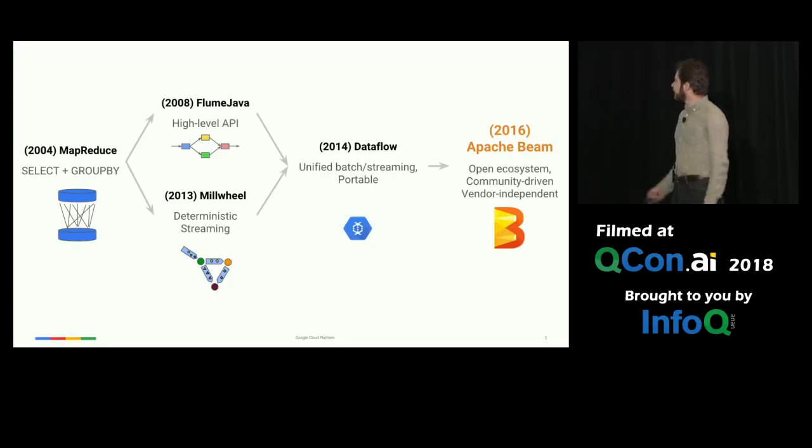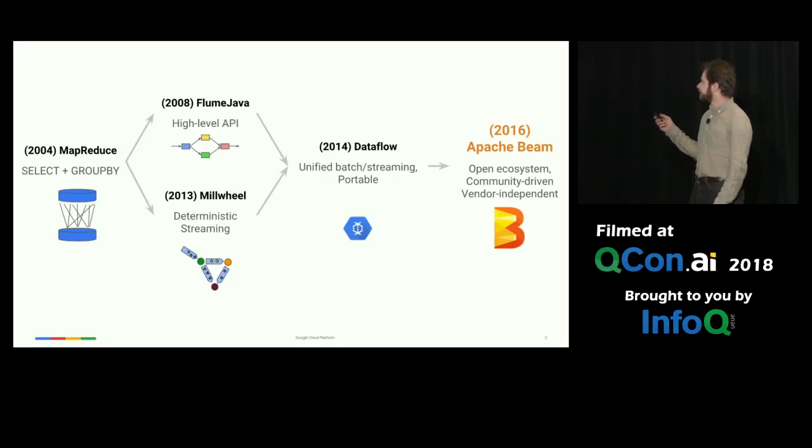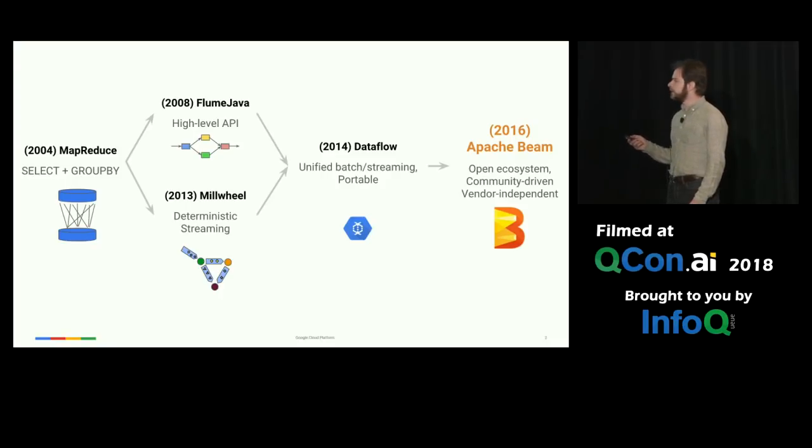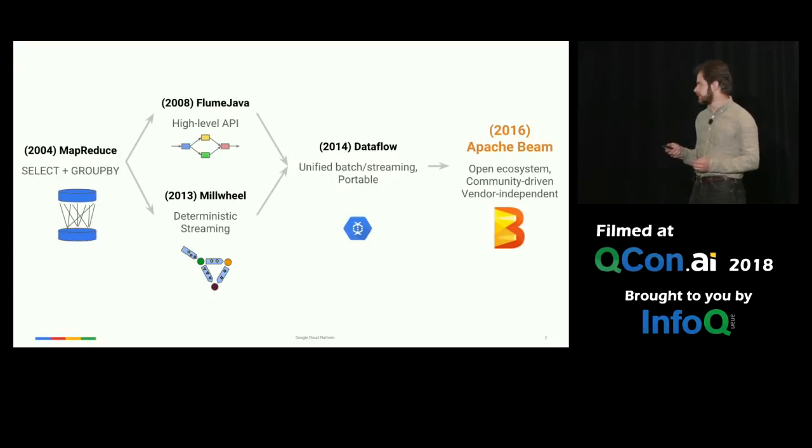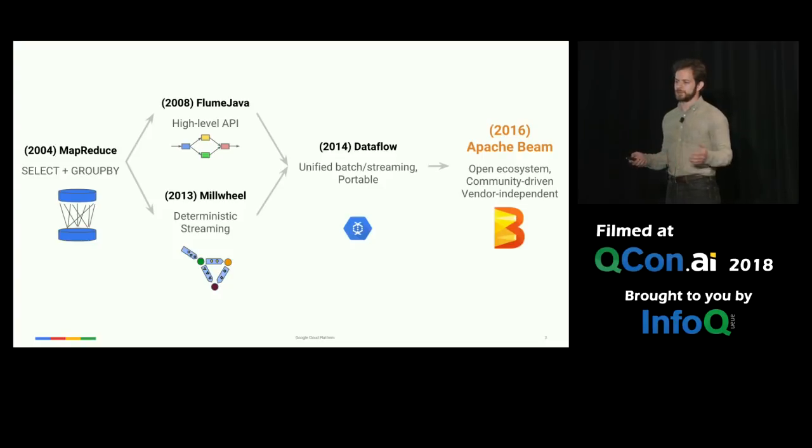parallel group by. The other direction in which it evolved was Millwheel, a streaming processing system also created inside Google, whose focus was to disrupt the idea that streaming data processing has to be approximate. Millwheel aimed to make it deterministic and exact. And the core idea behind that was to do computations based on the absolute time when certain events happened, as opposed to when this particular processing pipeline saw them.